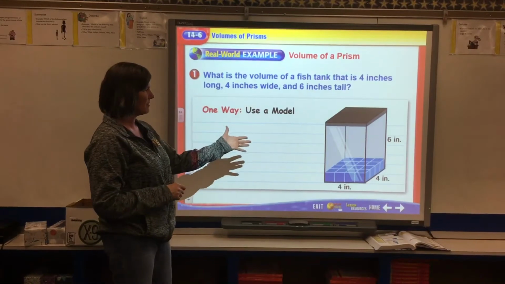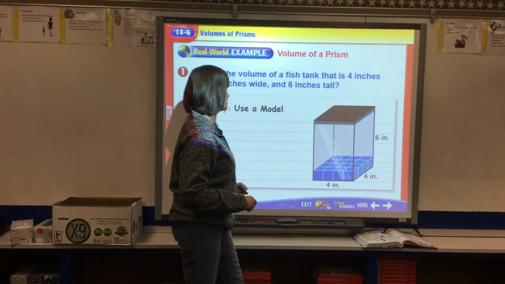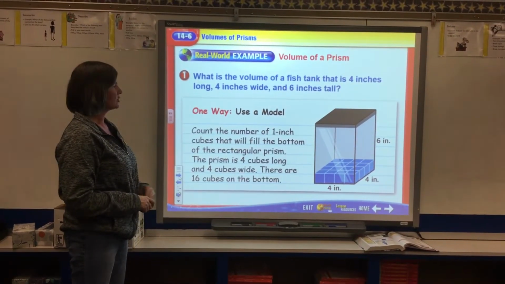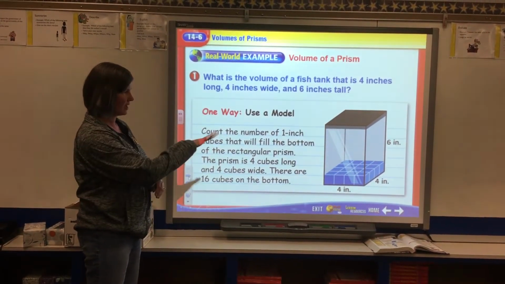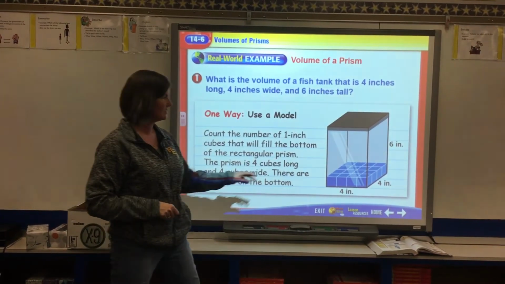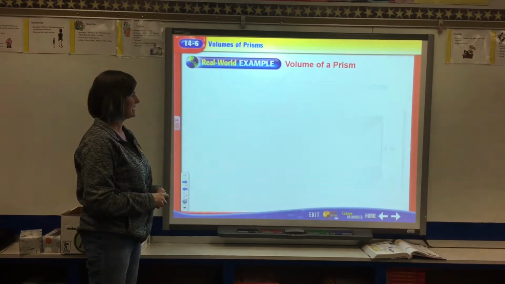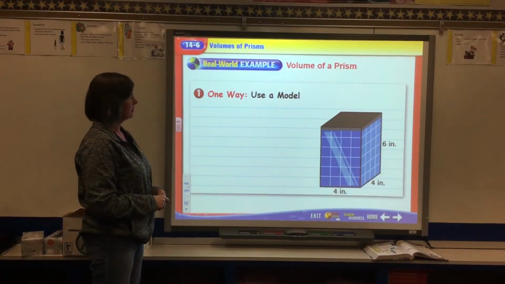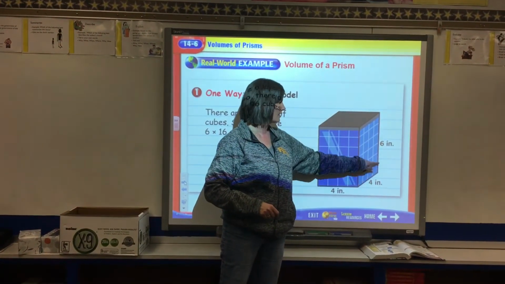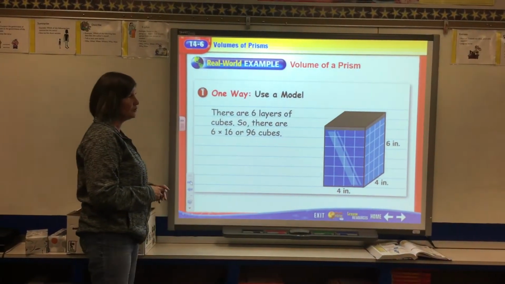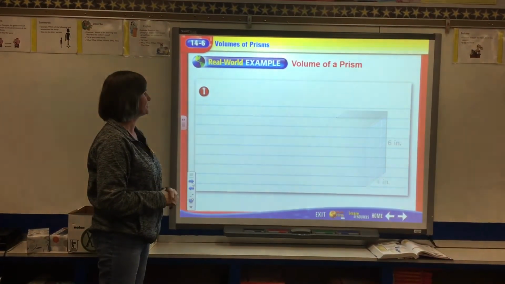One way is to use a model. Here's our fish tank, and it's 4 inches long by 4 inches wide by 6 inches high. We can simply count the number of 1-inch cubes that will fill the bottom of this. As you can see in the picture, there are 16 in the bottom because it is a 4 by 4, and 4 times 4, as we know, is 16. The second step would be to add in the height dimension. We know that there are going to be 6 layers of cubes in this, so we would take our 16, multiply it by 6, and get 96 cubes.